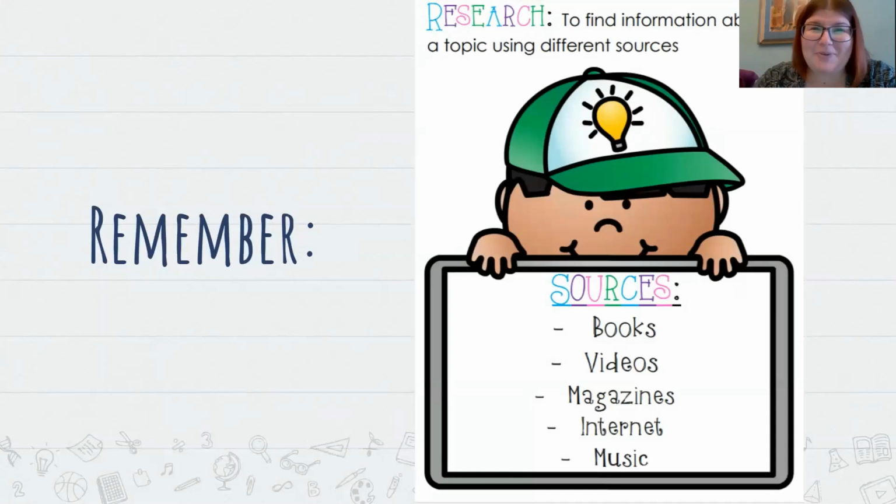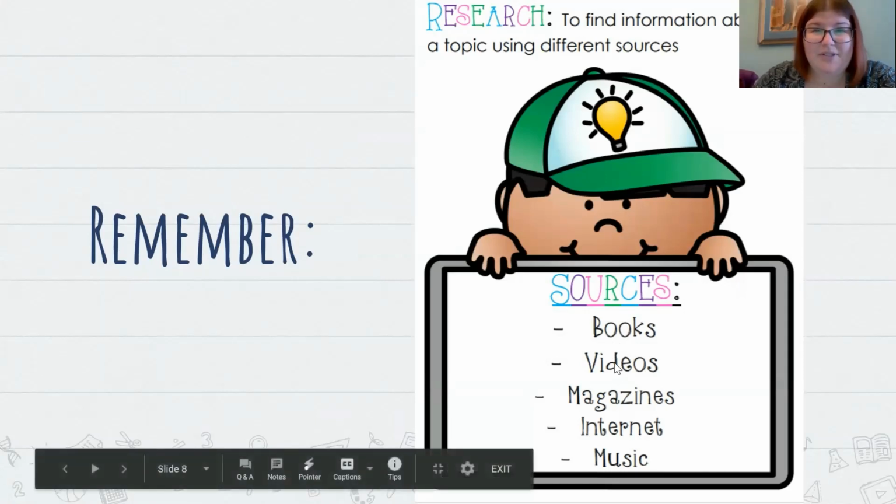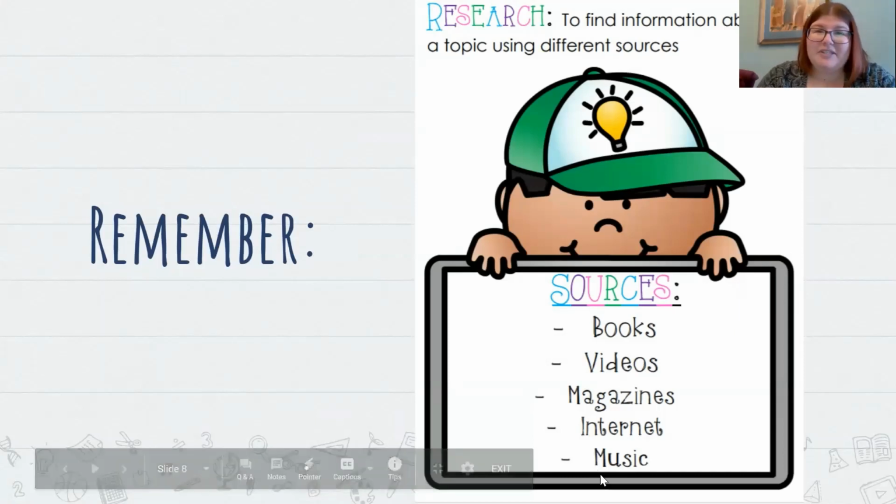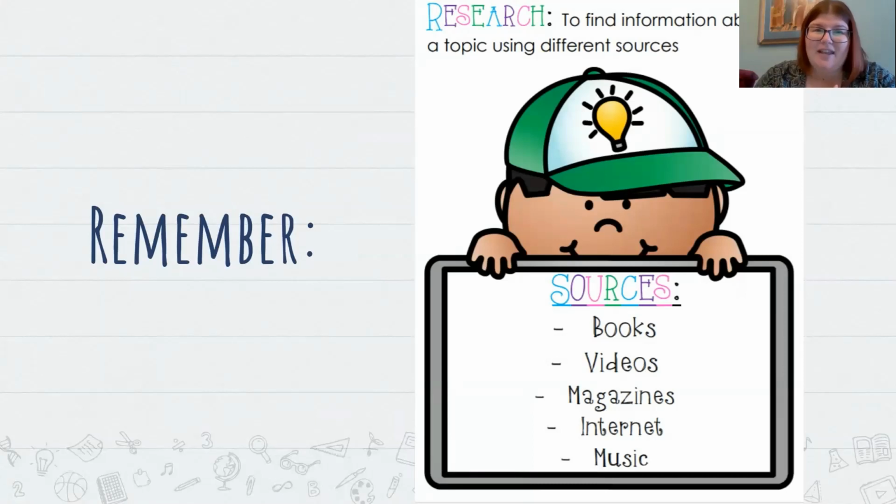So remember back in Module 3, we did some research with Dr. Martin Luther King, and we said research means to find information out about a topic using different sources. So the types of sources that we could have used, let's read them together. Sources: books, videos, magazines, the internet, and music.